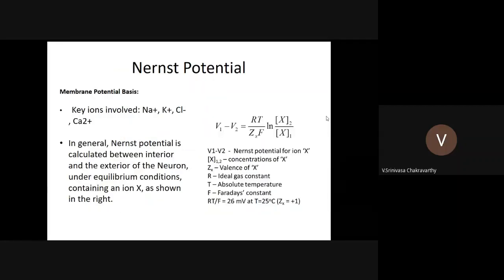We said there are many different kinds of ions involved. The most popular ones are sodium, potassium, and chloride, Cl minus. A concentration gradient across the membrane of different kinds of ion channels produces a voltage because of the presence of semi-permeable membranes, and that formula is given by the Nernst potential formula. We have seen this in the last class.